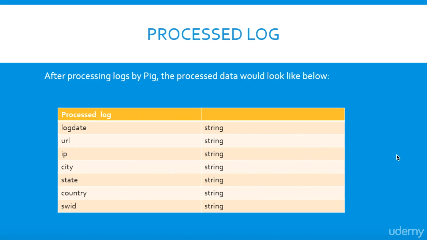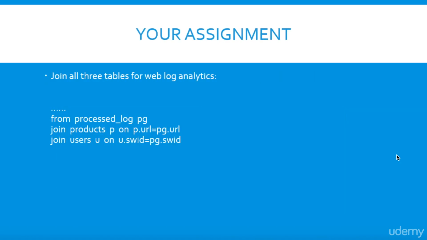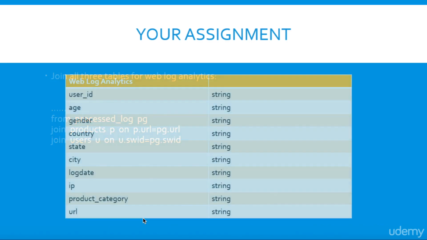There is an assignment for you in this data pipeline. The assignment is you have to join all three tables, that is processed logs, products, and users, to create a new flat table in Hive. And here I have given you a hint on how to join the tables. The table schema should look like this. It should contain user ID, age, gender, country, state, city, log date, IP address, product category, and the URL.